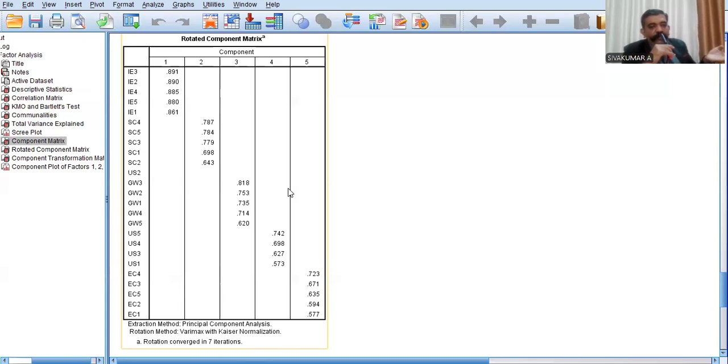US2, well, US2, US5, US4, US3, US1. That means you cannot see US2. That means we have to omit US2. Only 4 variables are related with the factor 4.